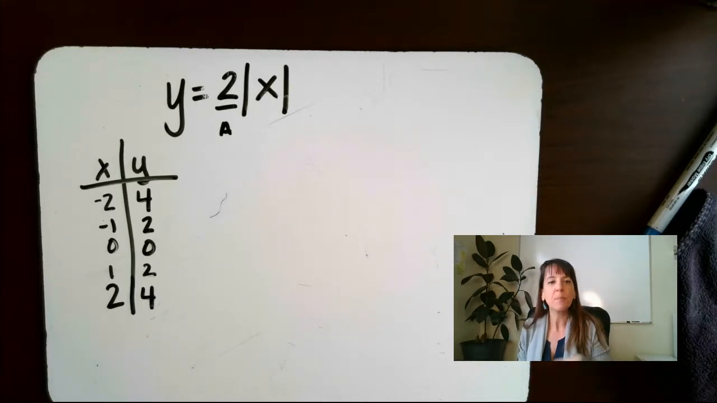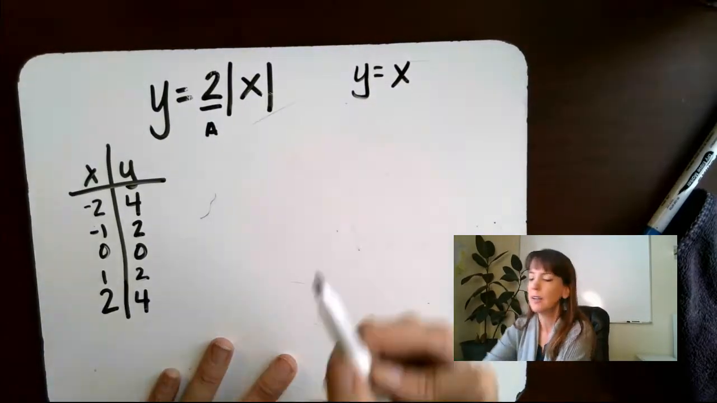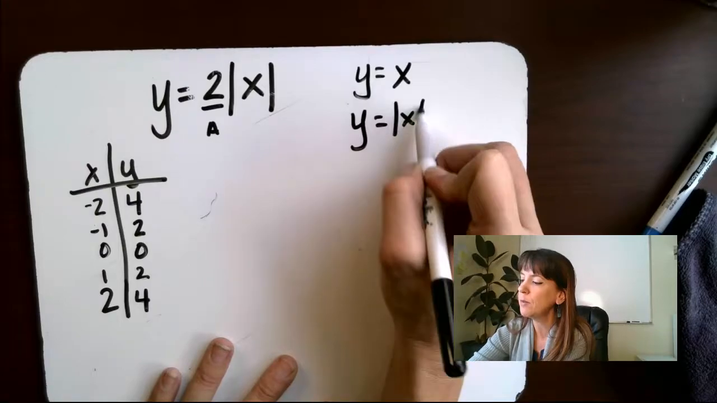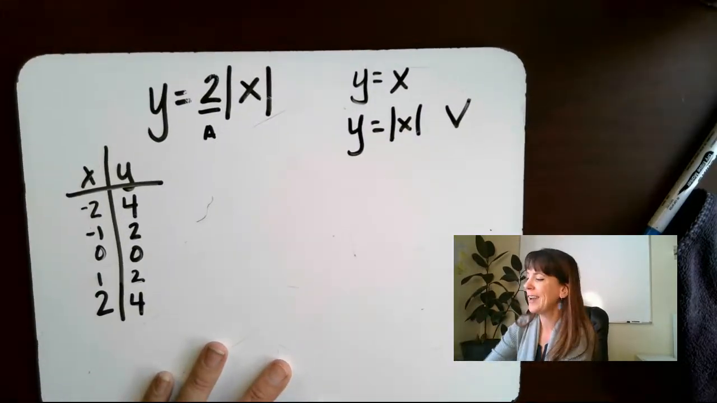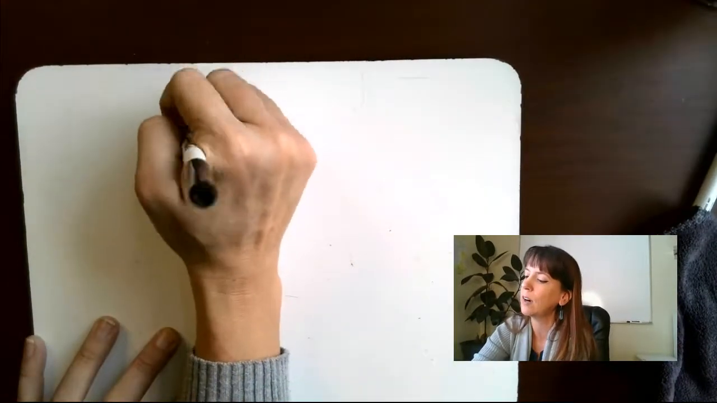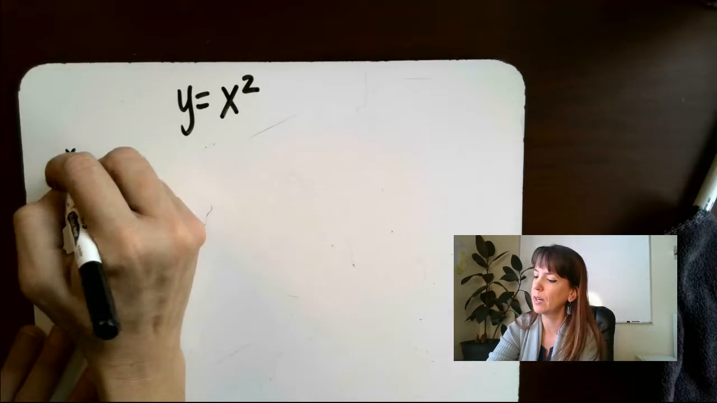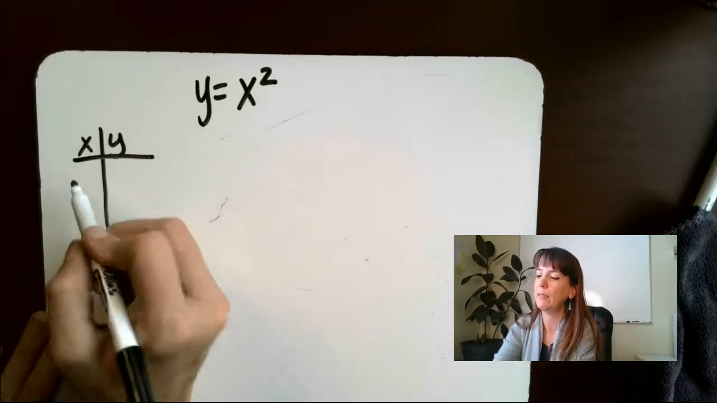Why am I telling you all this? Because it applies now to our next parent graph. So guys, we have 2 parent graphs now. We have y equals x, that's a line. We have y equals absolute value x, that's a V, okay? Our next one, if you remember this from algebra 1, is y equals x squared. Let's do our xy chart so we can see what our parent graph looks like.